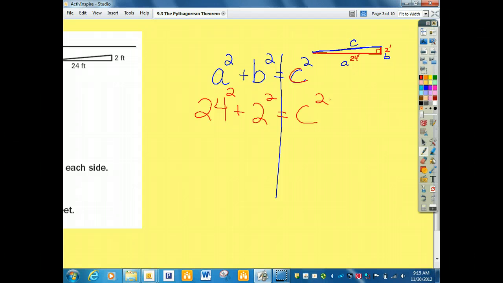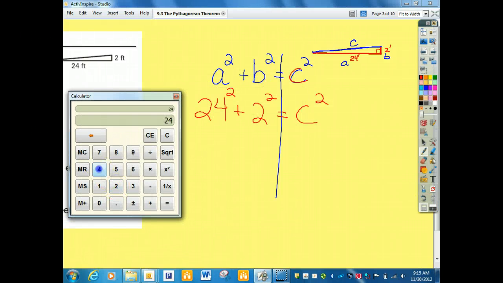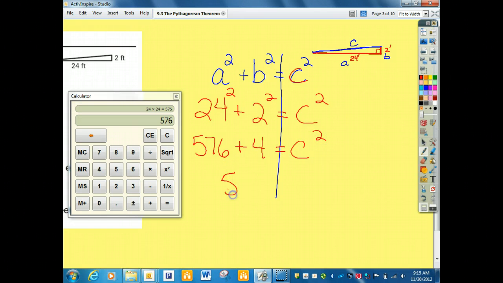All right. Now you can do it in your head or use your calculators. What is 24 times 24? Excellent. 576 plus, because 2 squared is 4, equals C squared. So now we have 580 equals C squared. Excellent. All right. Am I done?